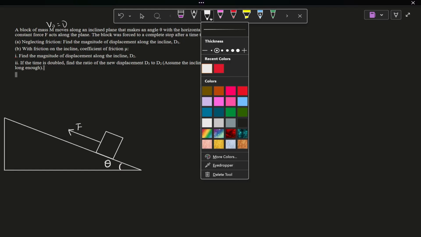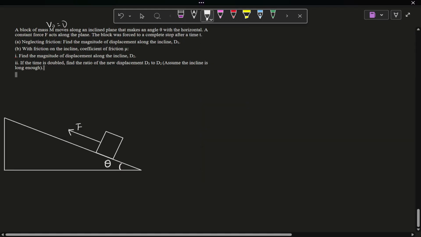Alright, let's begin. Oh, I forgot again. What's the first step of solving this problem? Yes, free body diagram. Good job.